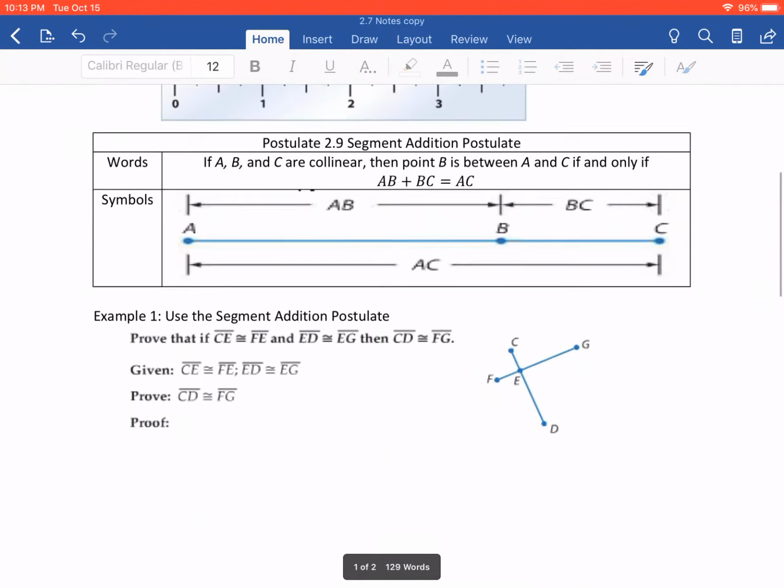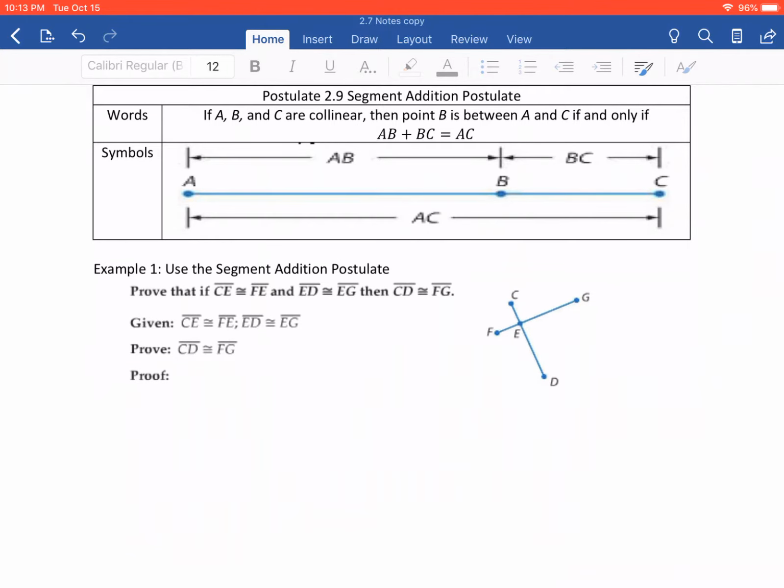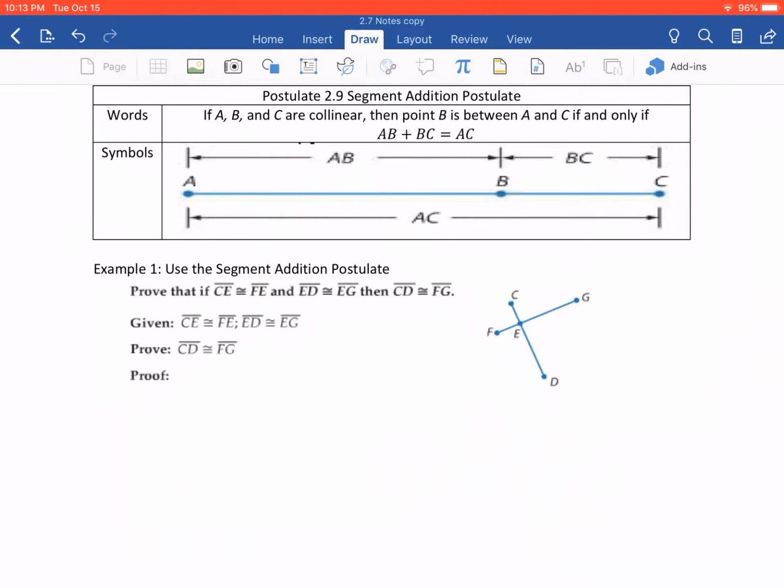The key one for today is going to come from 2.9, and this is the segment addition postulate. We've talked about this before this year, where the sum of the parts is equal to the whole line. So if A, B, and C are collinear, then point B is between A and C if and only if AB plus BC is equal to AC.